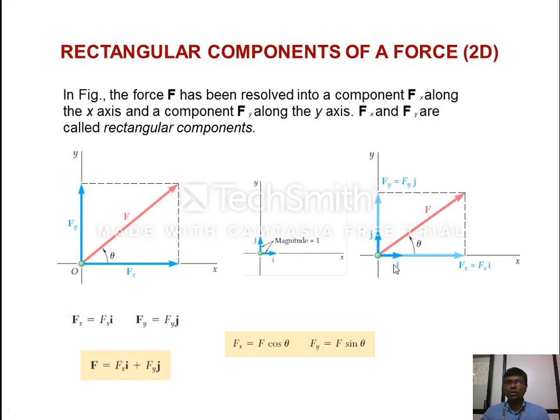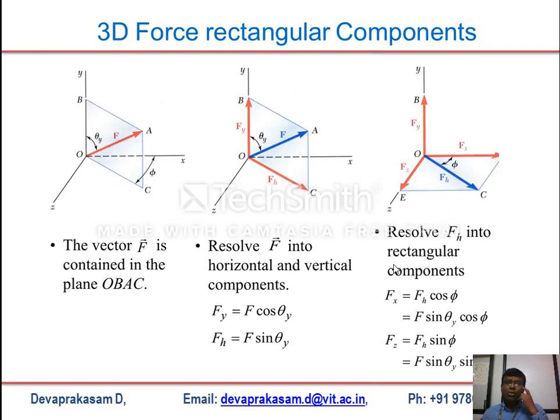It's a component. Now a similar thing we can look into in 3D space, basically the rectangular components of a force. Now you can resolve this with various angles. F is the force. Now you convert that into Fy and Fh. So this is how you represent it. Fh is the horizontal component, and Fy is the projection along the y-axis. Then Fx is equal to Fh cos phi. So Fh is the horizontal one, this one.